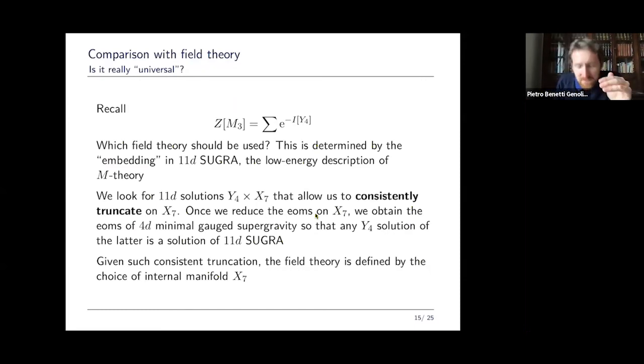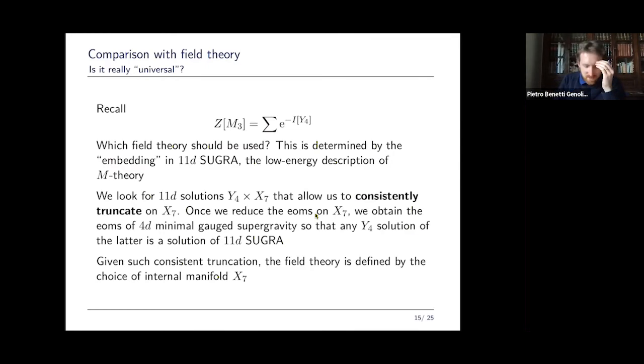So given such a consistent truncation, the field theory is defined by a choice of X7. If you give me a 7-dimensional space that allows a consistent truncation, then I tell you this 7-manifold corresponds to this field theory. Then you compute the partition function of that field theory on a 3-dimensional manifold, take the large N limit, and compare with gravity.